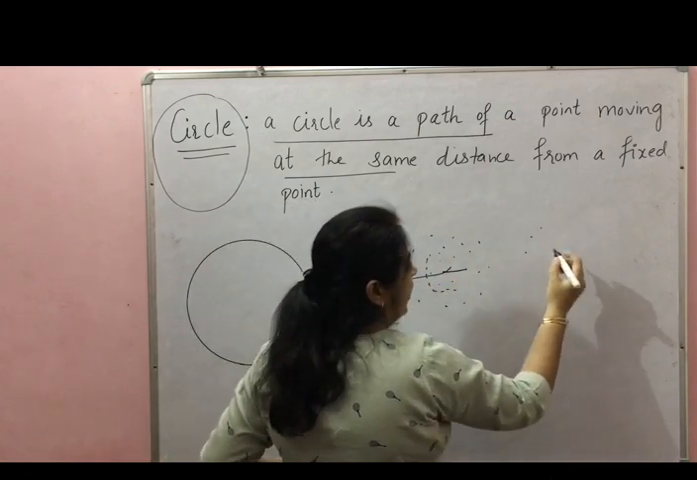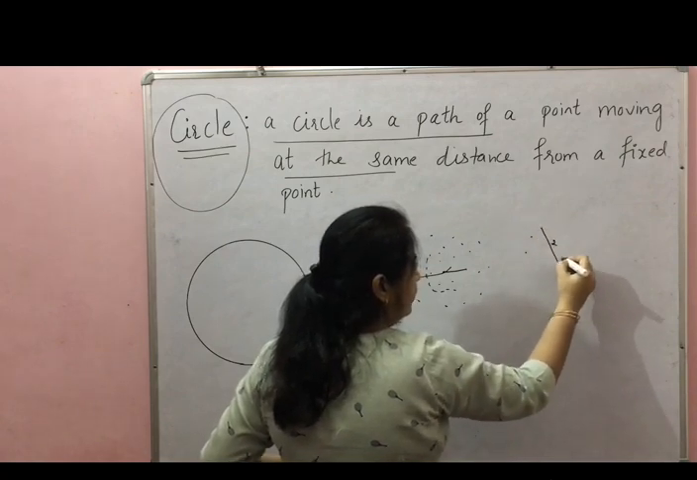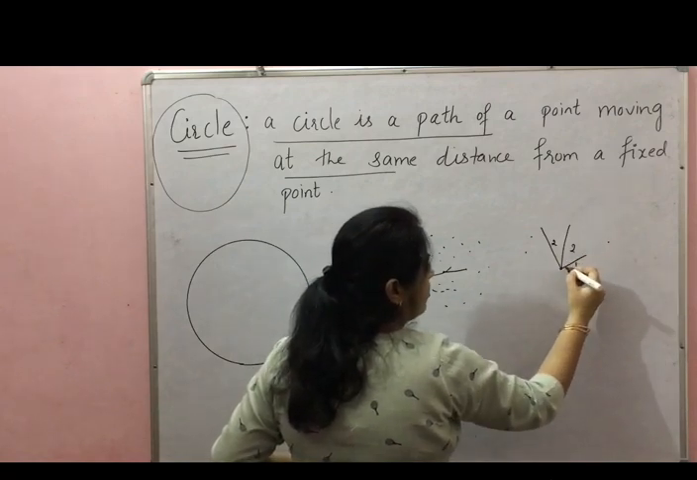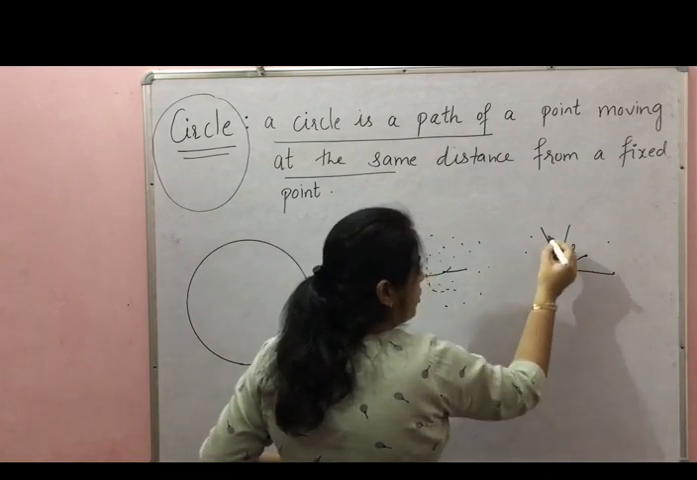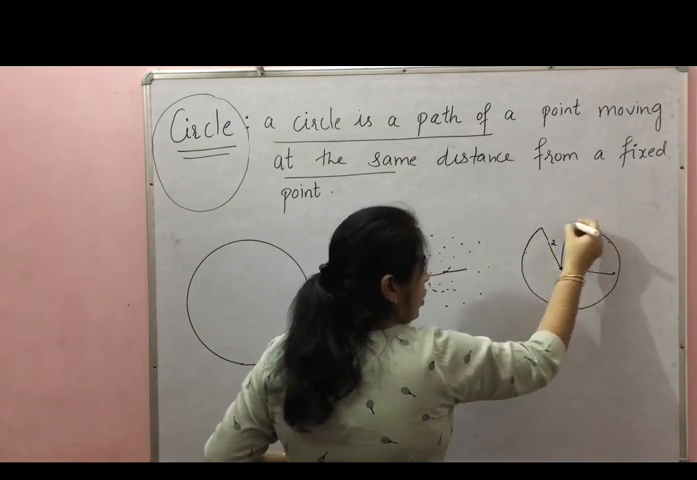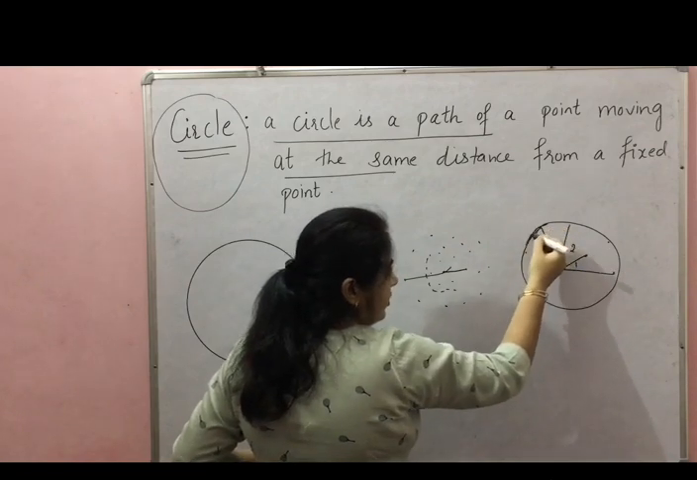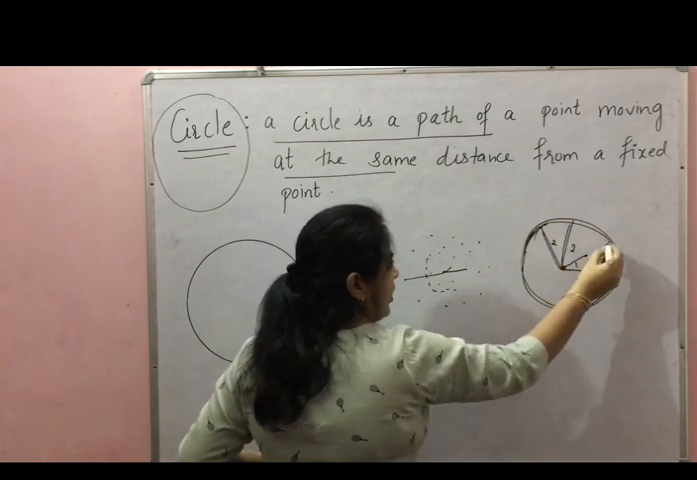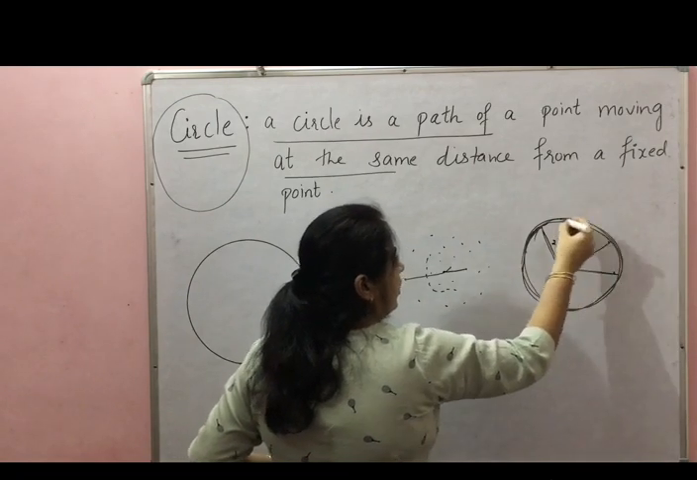So if we have many points and we join all those points, suppose we have fixed this distance to 2. This point is at 1, but this point is at a distance of 2. If we join all the points having a distance of 2, or any other distance, from this fixed point, then this path, having the same distance from the fixed point, is called a circle.